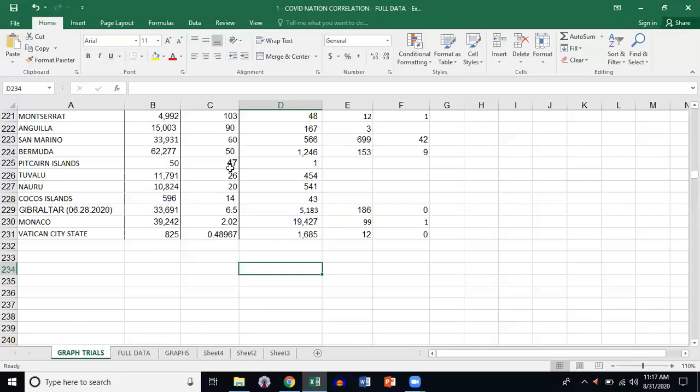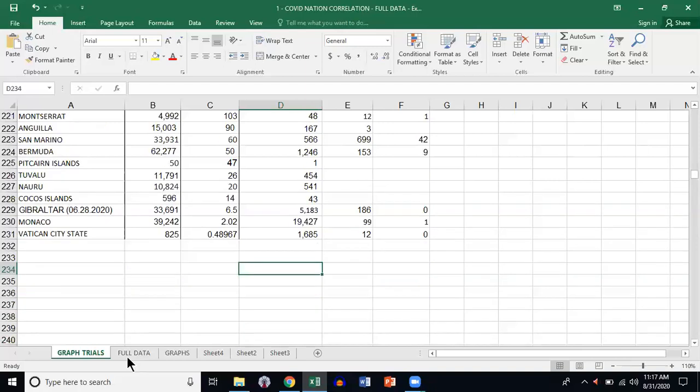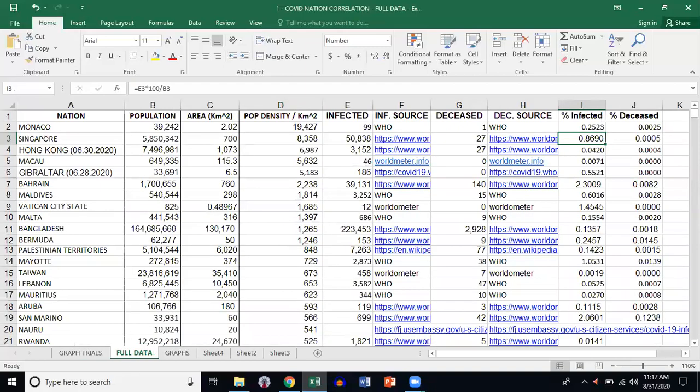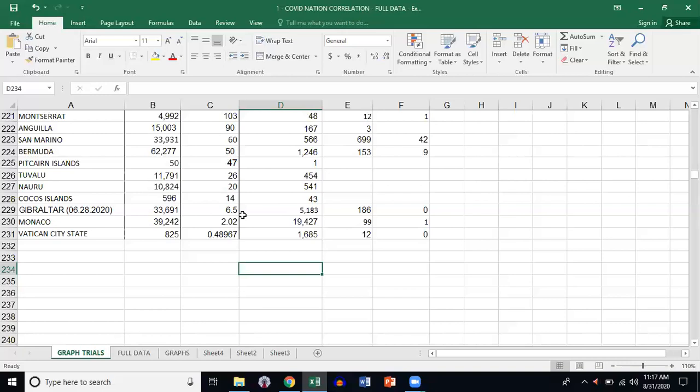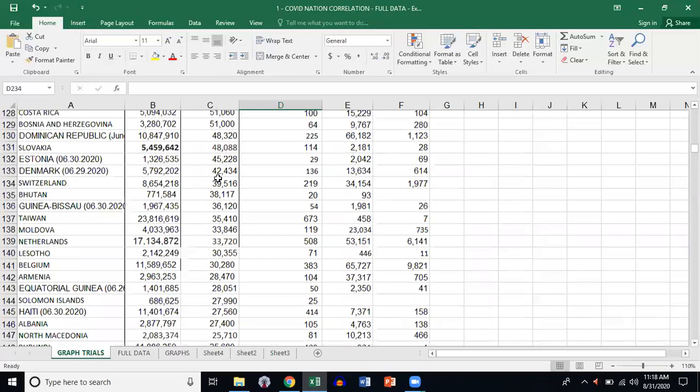Here's Pitcairn Islands, again, 47, stay with Pitcairn Islands, all right? We were looking at the example of what was down there originally. The bottom one was the full data. Oh yes, Antarctica, right? It was Antarctica, so let's go back to trials here. It was 14 million, so here we could look for 14 million. Okay, here's 14 million, we go across, oops, it's Timor. Where is Antarctica? Oh, 14 million, I'm sorry. Let's go further up.